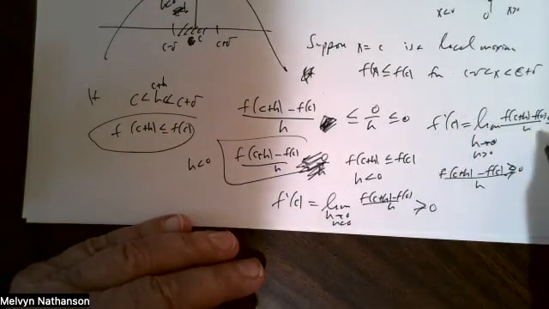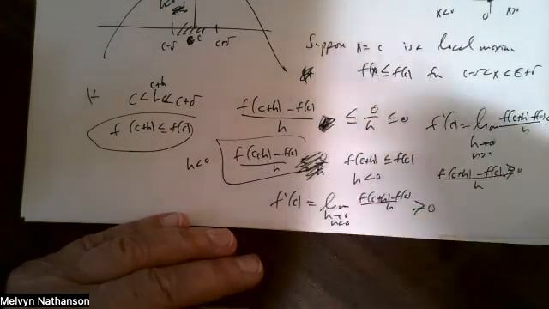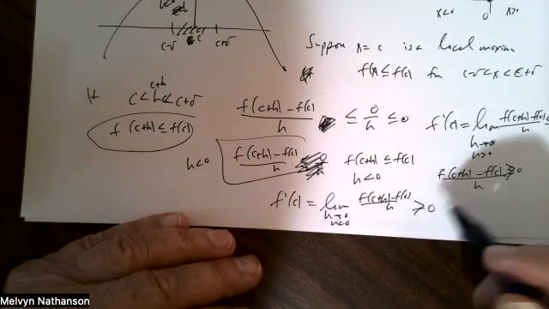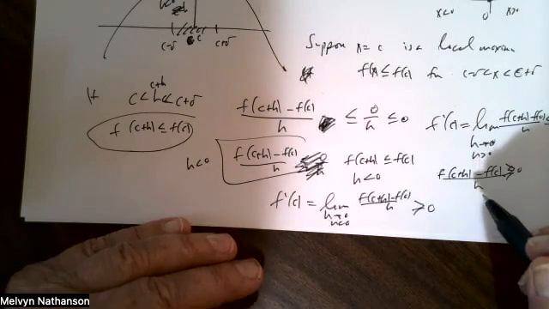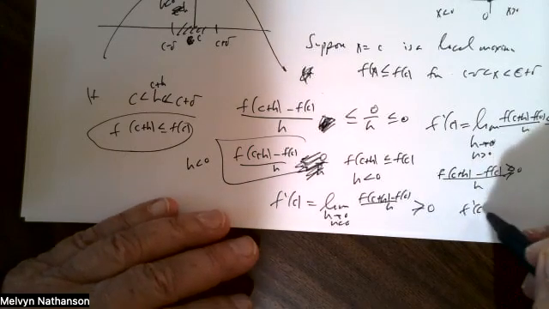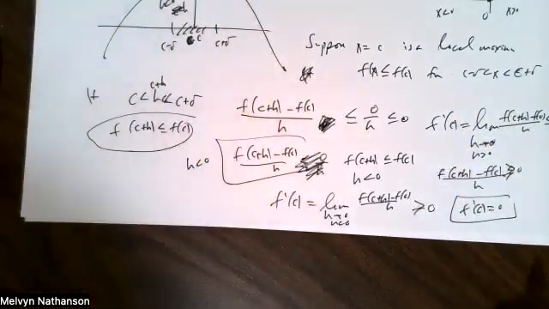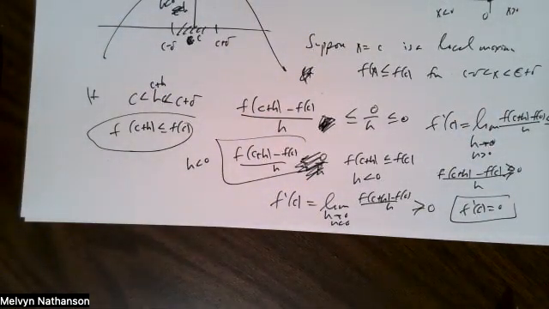So if we have a local maximum, the derivative is less than or equal to 0. It's also greater than or equal to 0. And the only number that satisfies both inequalities is 0. So that's a proof that at a local maximum, if you have a derivative, the derivative is 0.